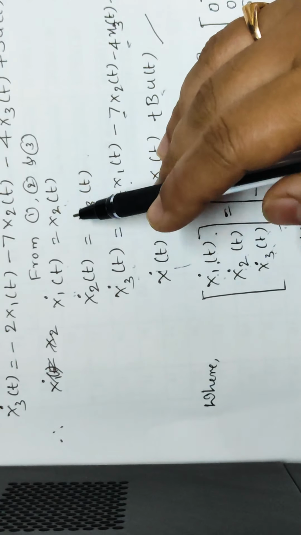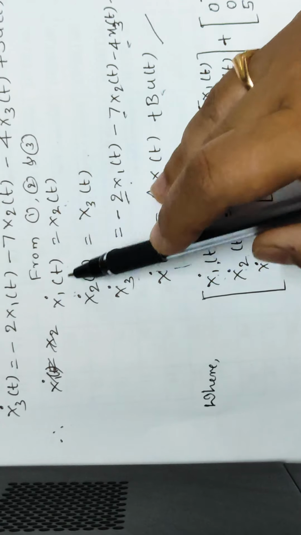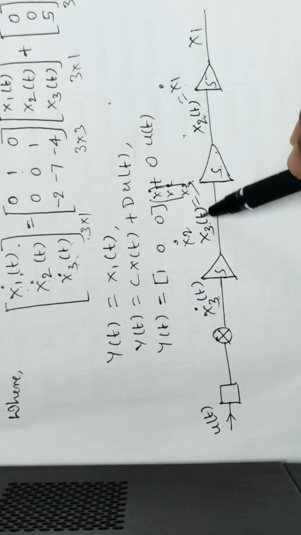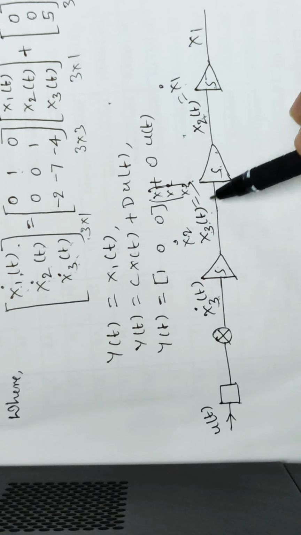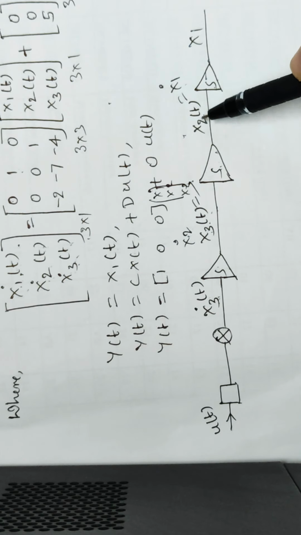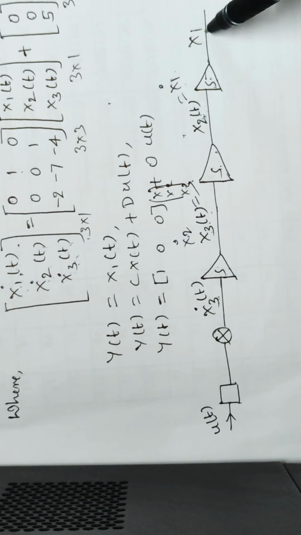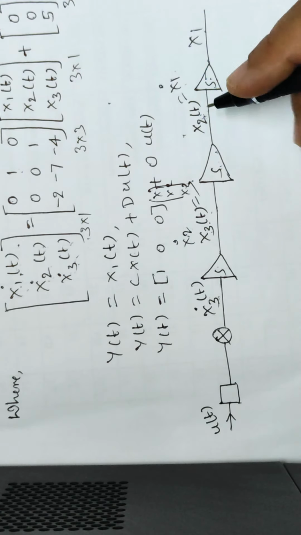See here, x2 is equal to x1 dot, x3 is equal to x2 dot. So whatever you got as x3 here, that is nothing but x2 dot. Integrating x2 dot gives you x2. x2 is equal to x1 dot. Integrating x1 dot gives x1. Getting it? Then after this we have to put the values, okay.